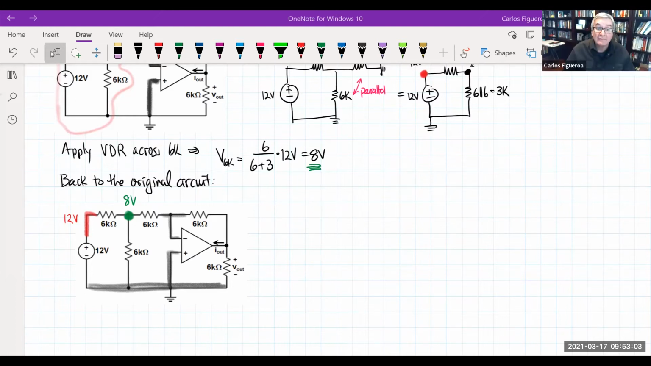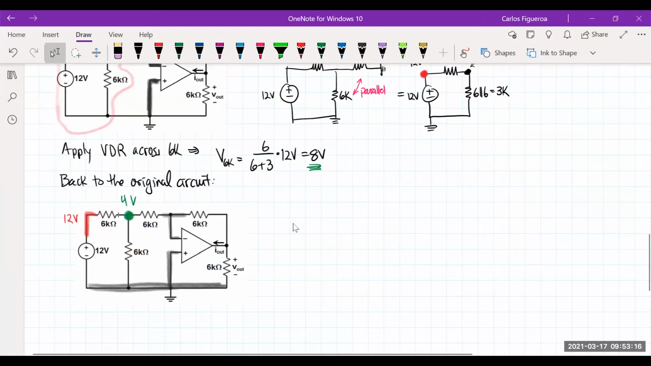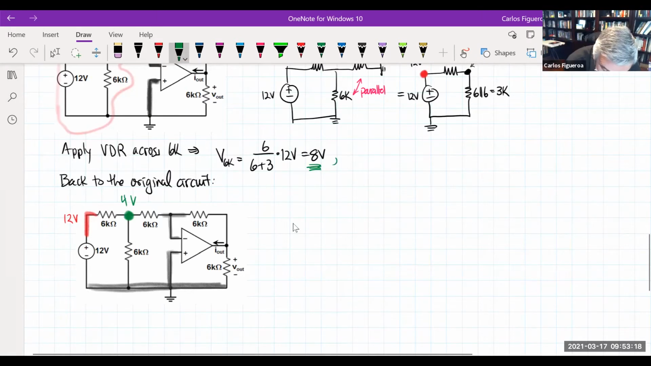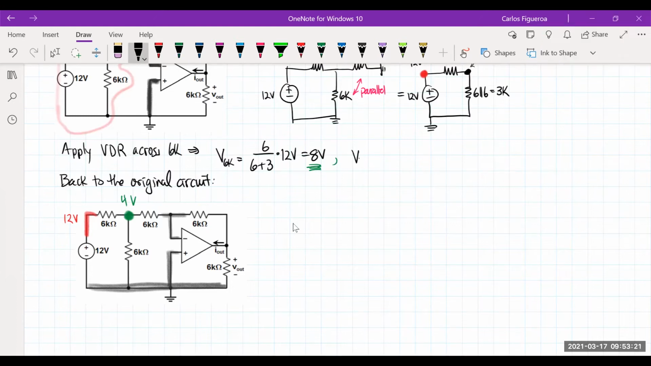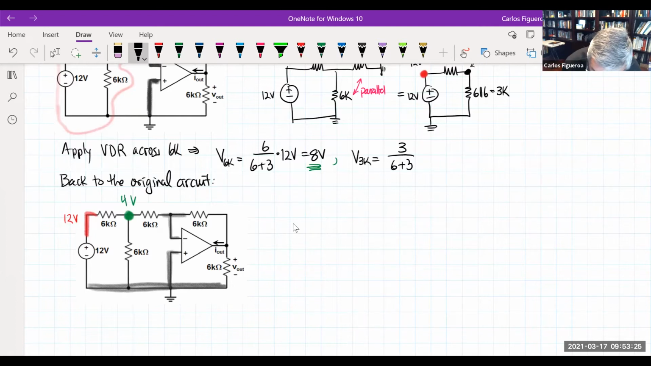Yes. Sorry about that. You're absolutely right. We dropped, yes. So that means here that this has to be 4 volts. Thank you for the correction. It is. Yeah, no problem. So across the 6, but then we got to go across the 3, which would then be 3 over 6 plus 3 times 12 volts. So this would be 4 volts. So Josh is absolutely right. It is 4 volts.